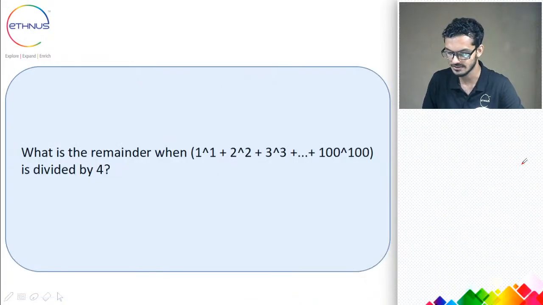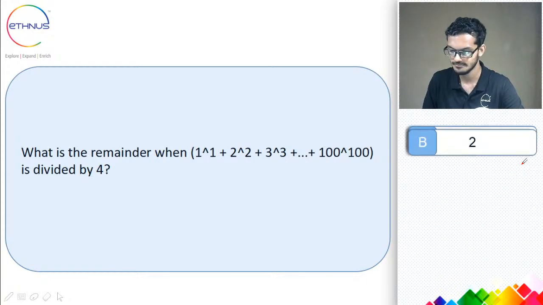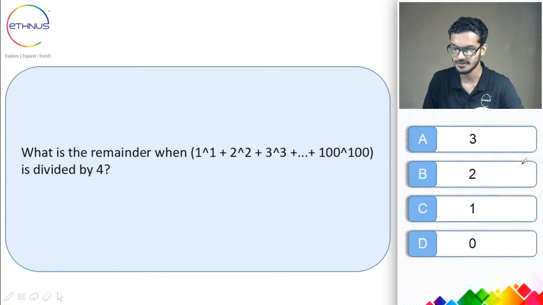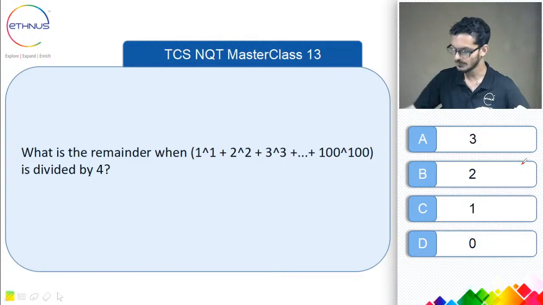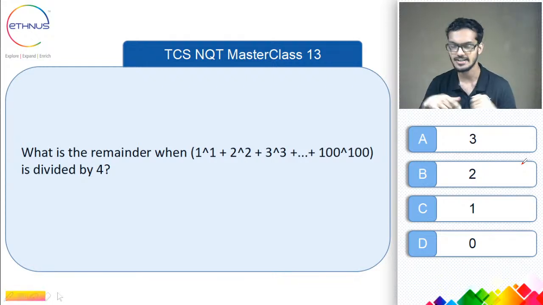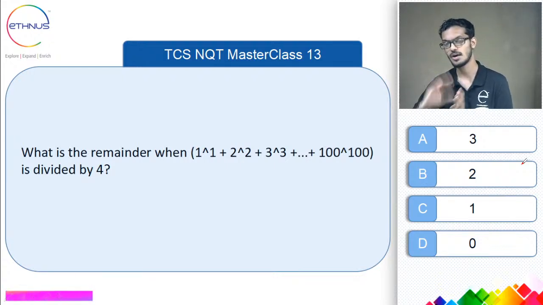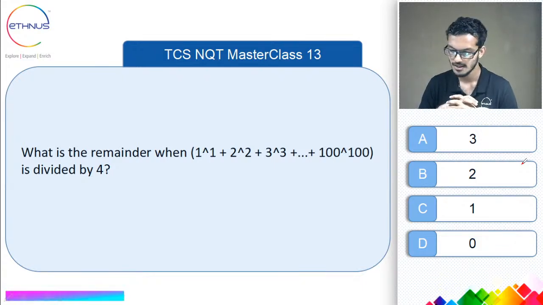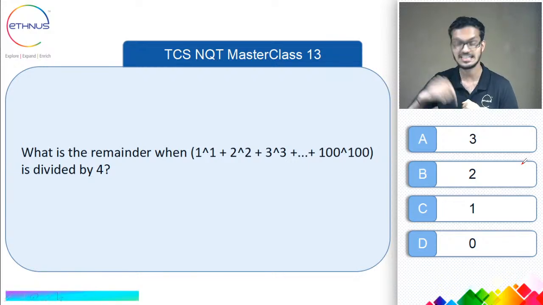The next question is on the screen. Here is the question, and there are 4 options. Your time starts now. For this problem, I'm going to give only 1 minute. The timer is running down there. What is the remainder when 1 to the power of 1 plus 2 to the power of 2 plus 3 to the power of 3, and so on up to 100 to the power of 100, is divided by 4? That is the question, and the 4 options below are 3, 2, 1, 0.